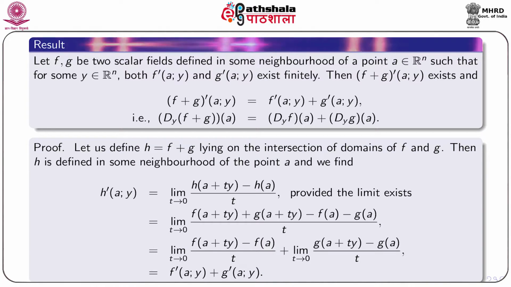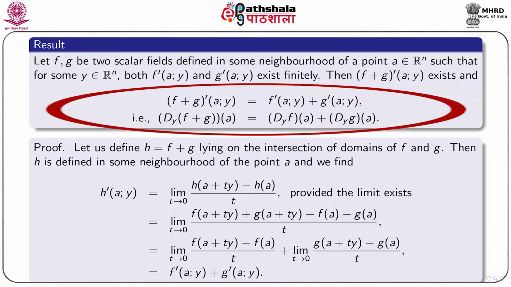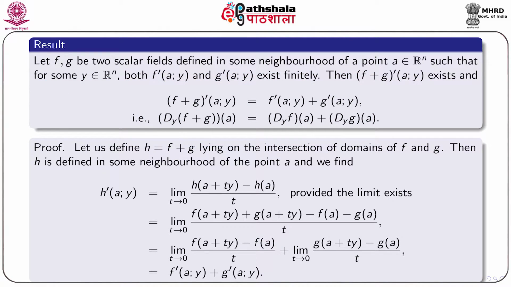Now, we start the other properties of vector derivatives of a scalar field. Let f and g be two scalar fields defined in some neighborhood of a point a in Rn such that for some y in Rn, both f'(a, y) and g'(a, y) finitely exist. Then (f + g)'(a, y) exists, and moreover (f + g)'(a, y) equals f'(a, y) plus g'(a, y), that is, D_y (f + g)(a) equals D_y f(a) plus D_y g(a). Now, we give a proof.